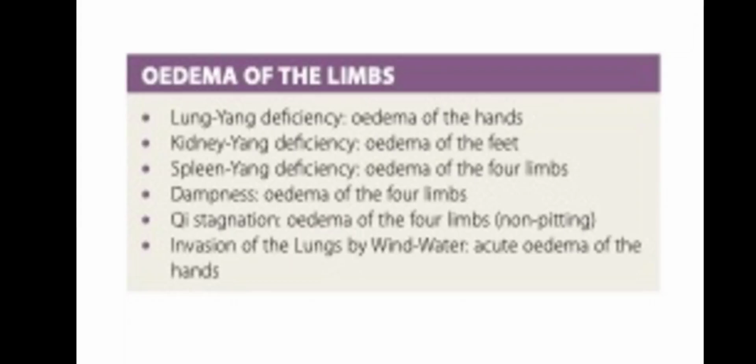Spleen yang deficiency is edema of the forelimbs, and so with dampness. For qi stagnation, it's edema of the forelimbs, which is non-pitting. An invasion of the lungs by wind water is acute edema of the hands.